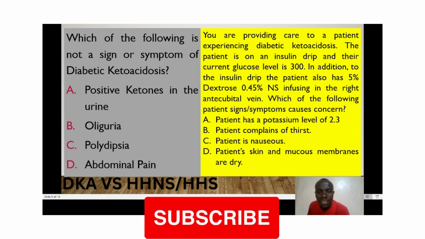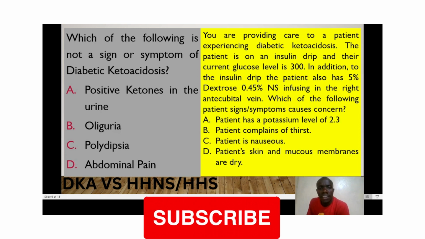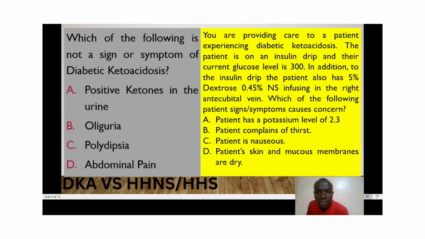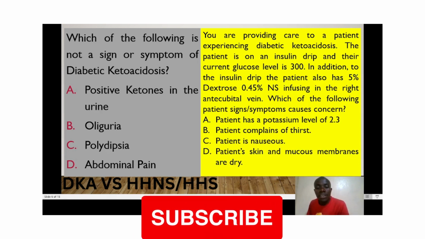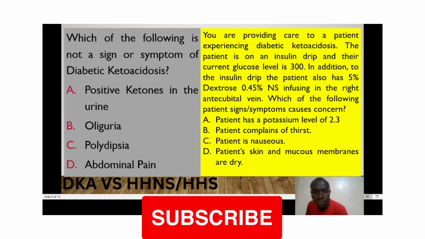Patient's skin and mucus are dry. Yeah, because they are dehydrated. They are suffering from these hyperglycemic levels. So the cells have lost water to the glucose in the blood vessel. So they are dehydrated. That's okay. That's a sign and symptom. Patient is nauseous. Yeah, they're vomiting. The chemoreceptor trigger zone has been activated. So they feel nauseated. That's okay. That's a sign and symptom.